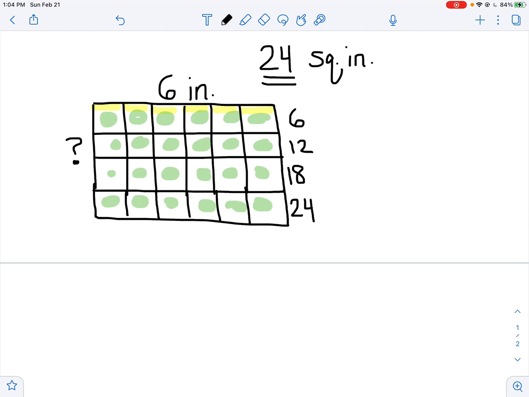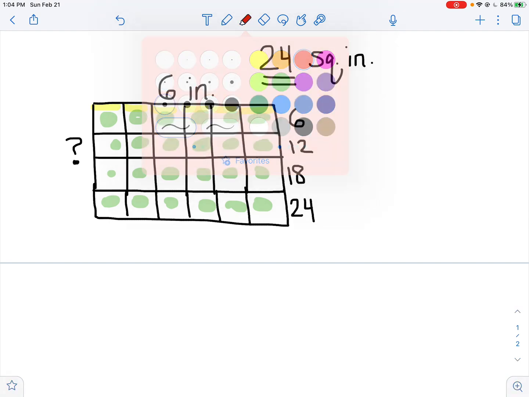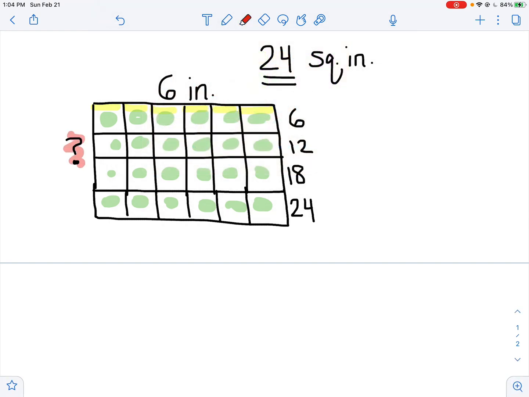So the question was, what would the other side length be, right? What would this part be? So all we have to do is count how many rows we have or how many tiles we have going down. 1, 2, 3, 4. So this side length must be 4 inches, right? Because it took 4 rows of 6 cubes or tiles to give us a total of our 24 tiles.